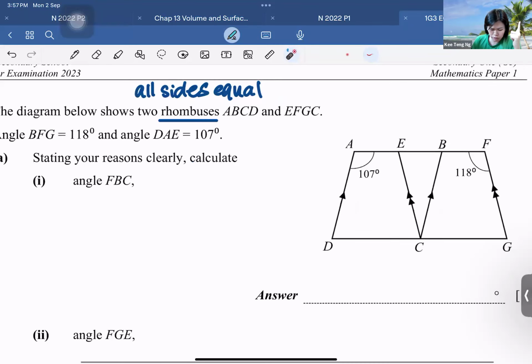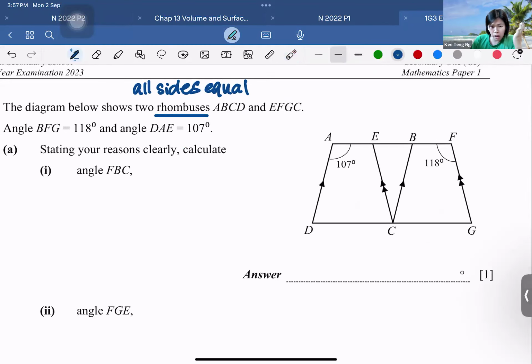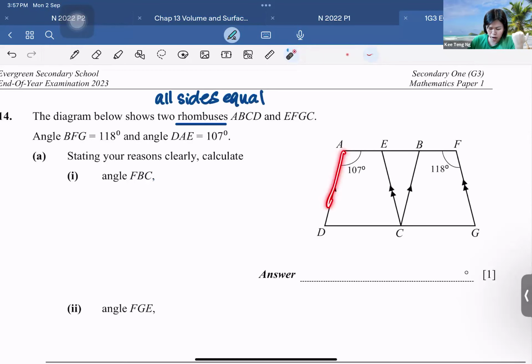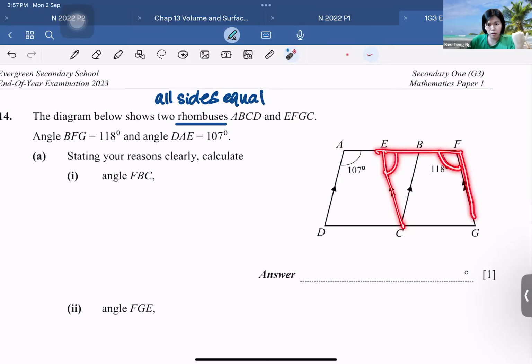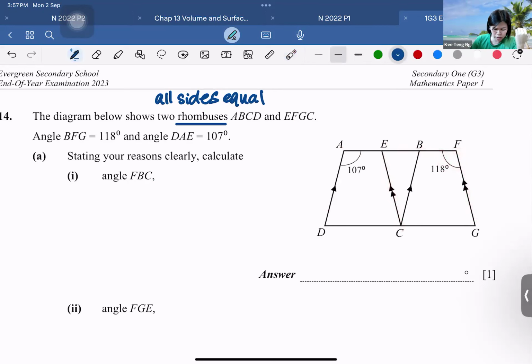Okay, and if it's a parallelogram, the opposite angles are also equal. This is 107, this one also will be 107. This is 118, this one over here will be 118. And I have a pair of parallel lines, that means I can have interior angles, I can also have interior angles over here. So we have a couple of things that we can find.